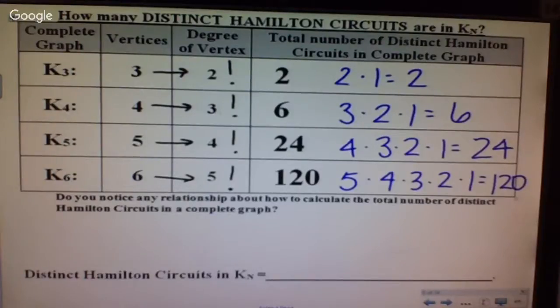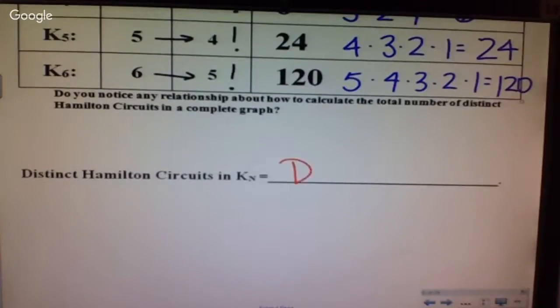So, in order to find the distinct amount of Hamilton circuits in any graph that is K sub n, you first need to find how many degrees you have, and you need to factorialize it. Okay, so that's your last formula. Question? That's it. F-A-C-T-O-R-I-A-L-I-Z-E.